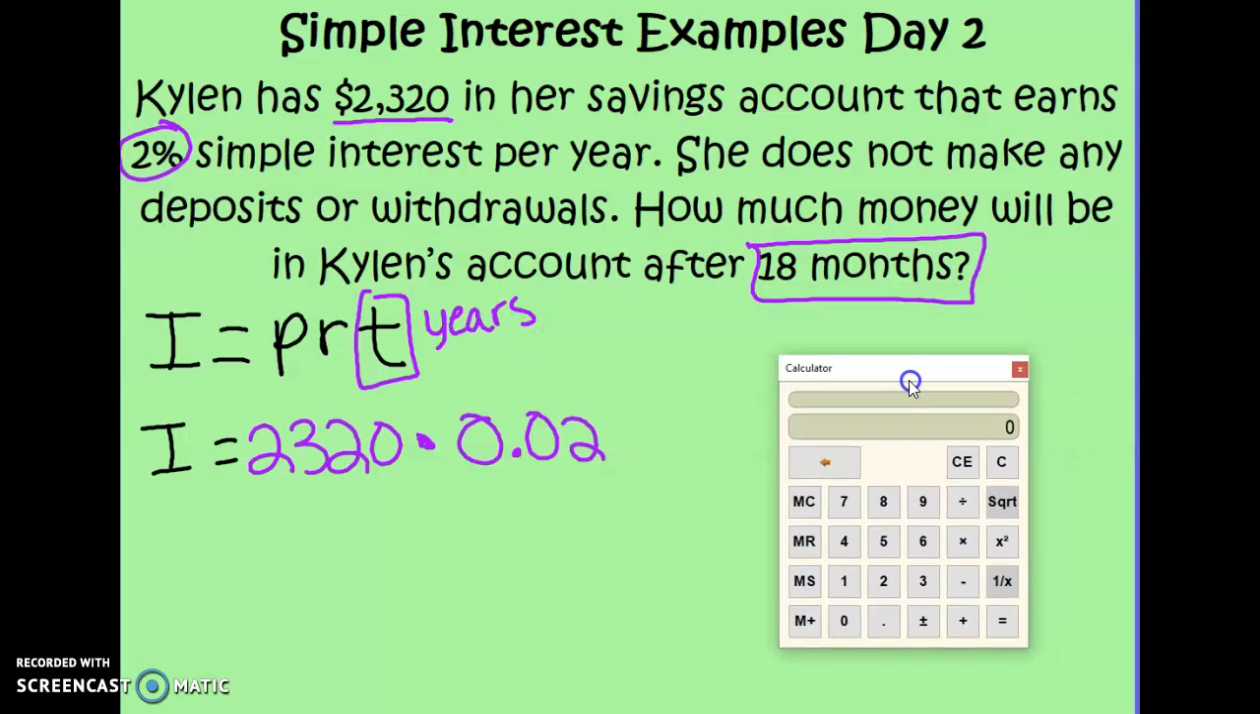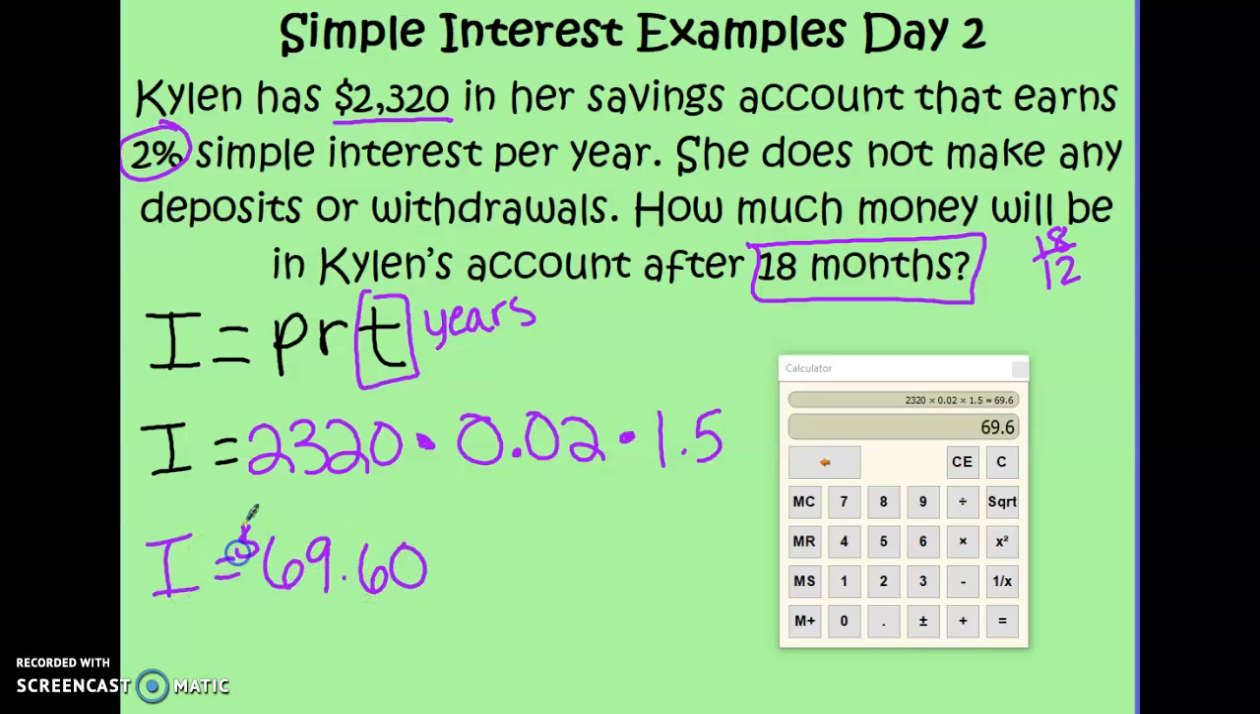If you need to, remember that there's 12 months to a year, so if I divide it out, 18 months divided by 12 months gives me 1.5. So times 1.5. And then I just multiply these numbers out. $2,320 times 0.02 times 1.5 years gives me $69.60. And now this is just my interest.